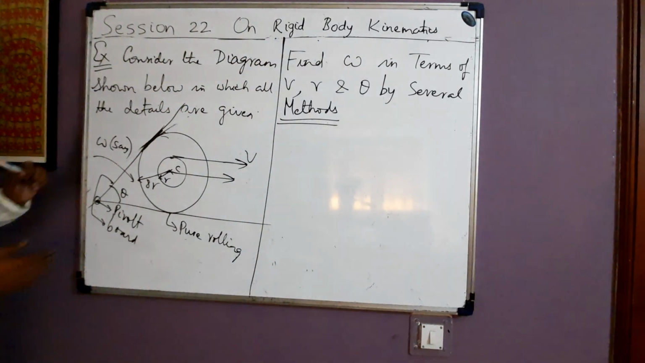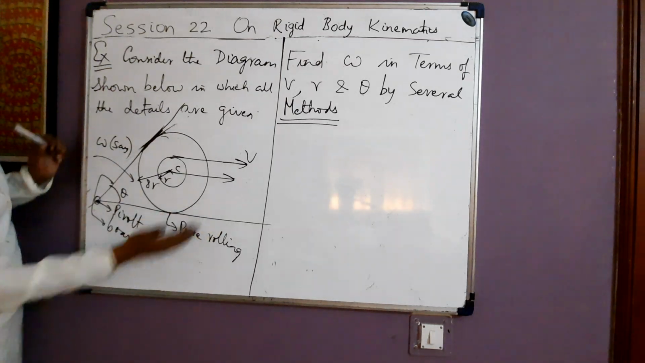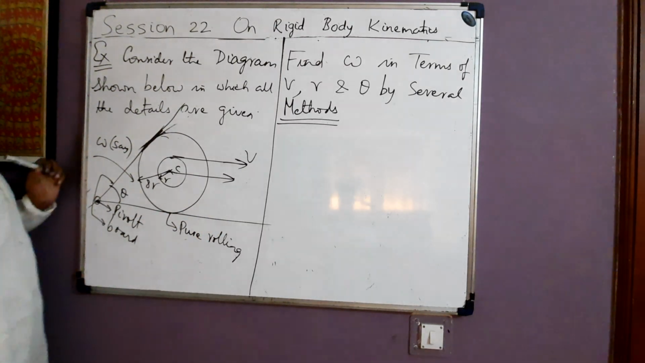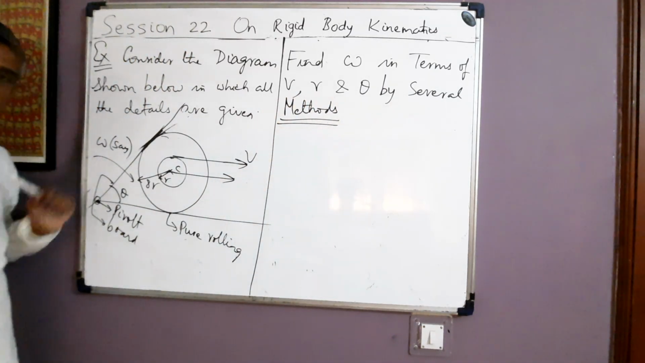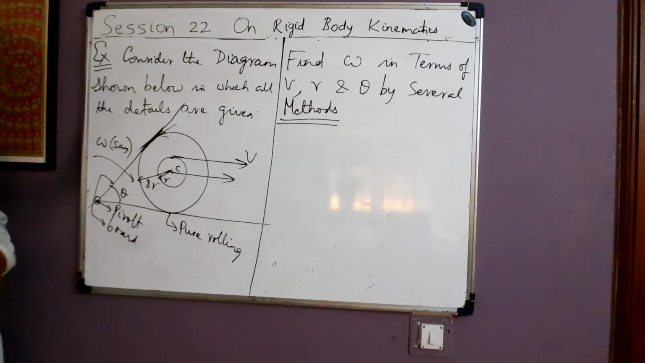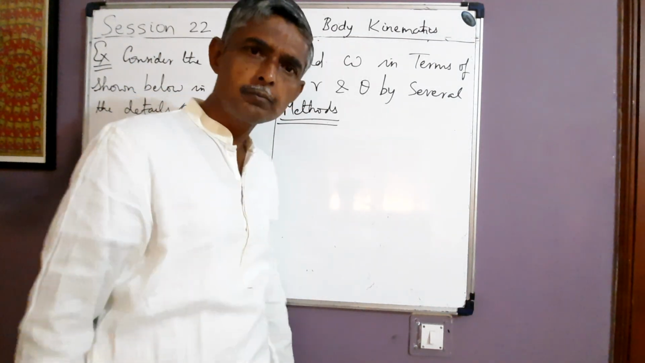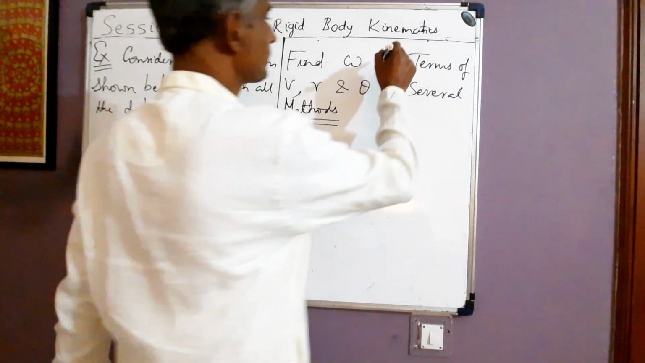So as the double cylinder moves ahead, this board tends to rotate clockwise at some angular speed omega. Now we have to determine omega in terms of V, R and theta by several different methods. This can be solved in several different ways. So now the question is how to solve it.